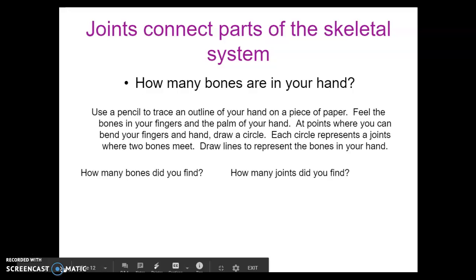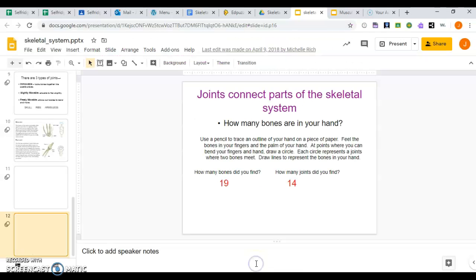And this last little bit is just looking at the joints. If you kind of trace your hand out and you feel all your different bones and joints, you'll end up being able to find 19 bones in your hand and 14 joints. And that is it.